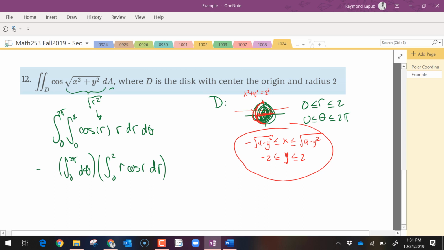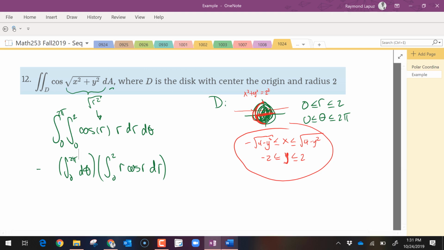Yeah, for the cardioid, your limit for r will not be constant anymore. And in that case, you cannot do the split up that we've been doing. So for any other shape that's not a circle centered at the origin, you might have to do some other things. This trick only works if you have constant limits.